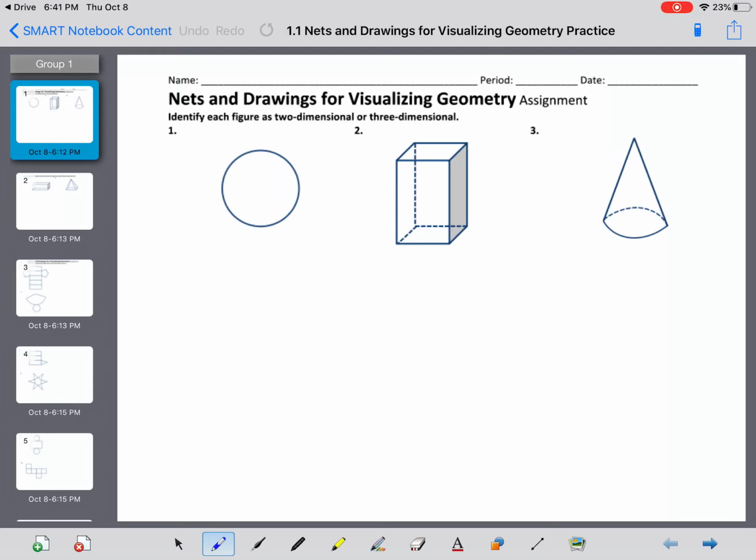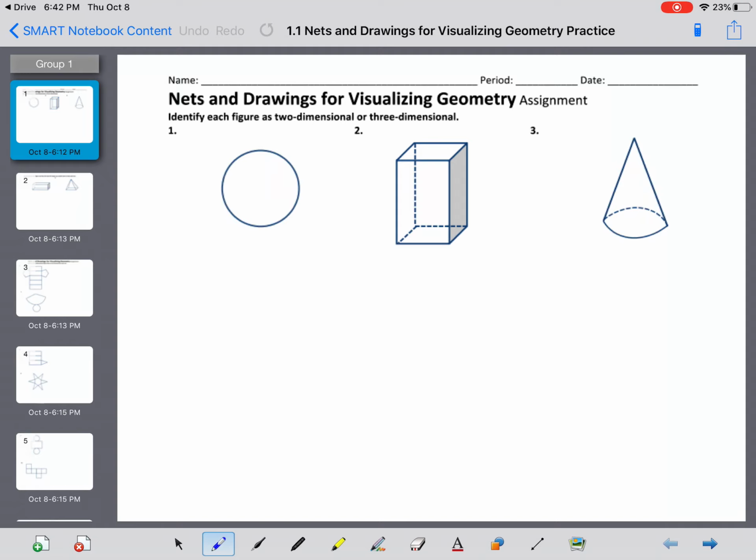All right, everybody, this is 1.1 Nets and Drawings for visualizing geometry practice. For numbers 1, 2, and 3, what they want you to do is identify each figure as two-dimensional or three-dimensional. Then you could also just identify the figure in general, okay? So feel free to pause, write your answers, and resume the video when you want to check your accuracy.